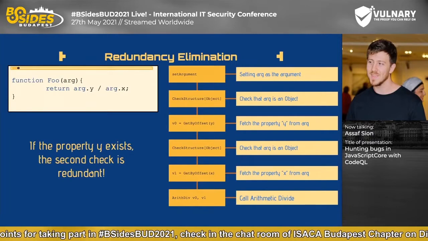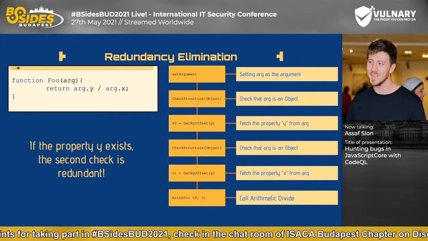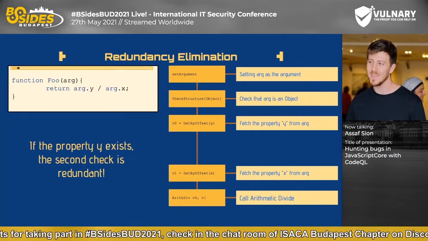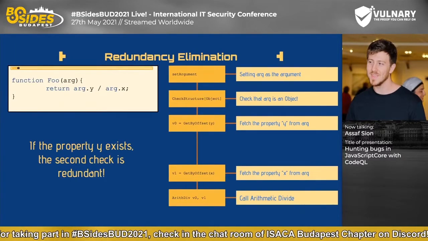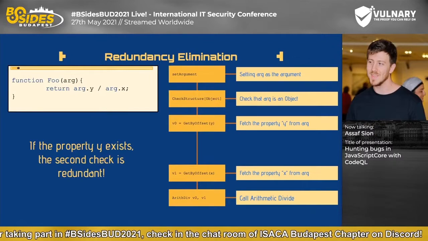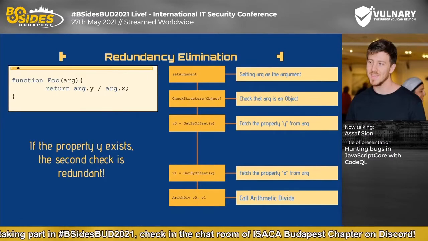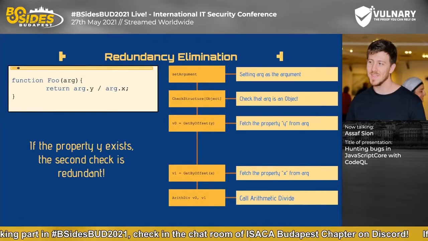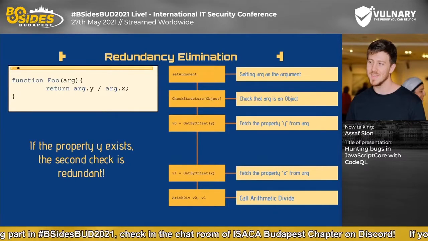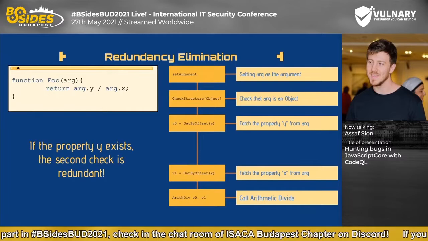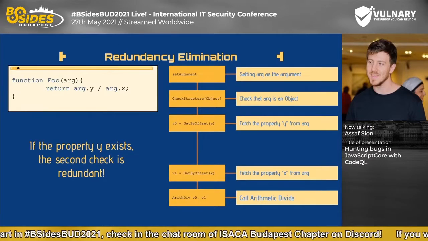If property y exists, the second check is redundant. Why? Because nothing has changed in our object, so there is no reason to make sure that it's still an object. Nothing happens. Y exists. Everything is good. Let's save some time during the execution, and that's exactly what JavaScriptCore does. But what can go wrong?